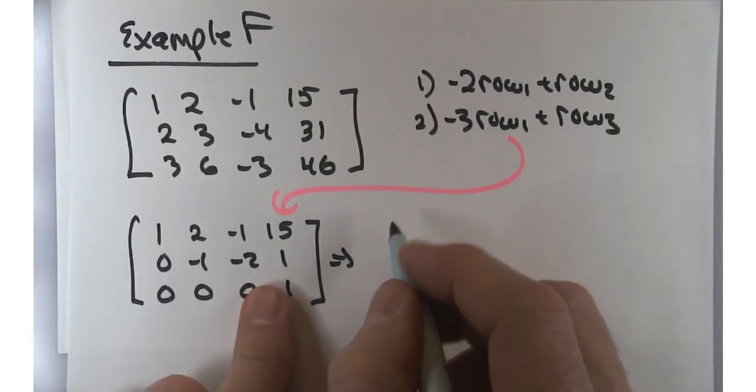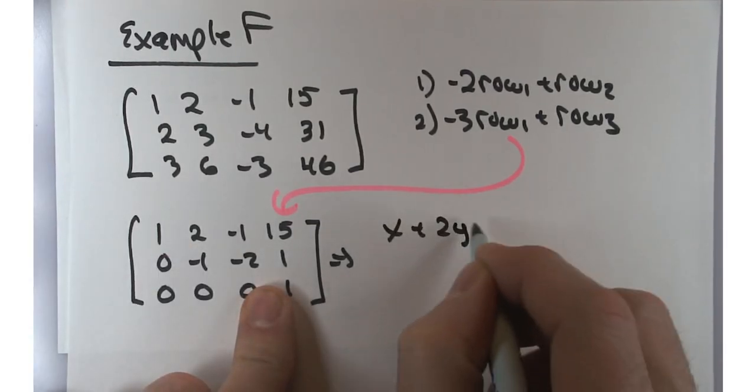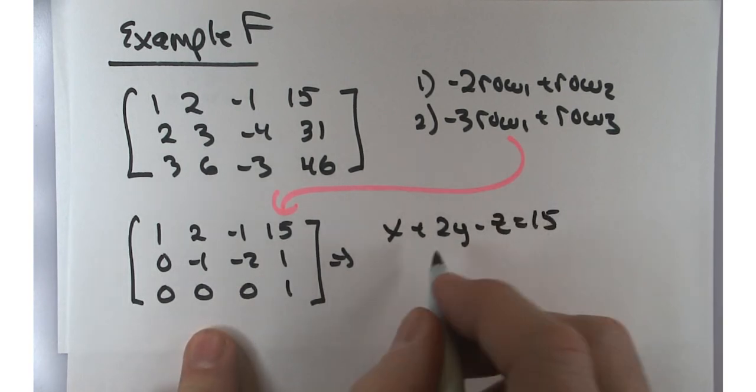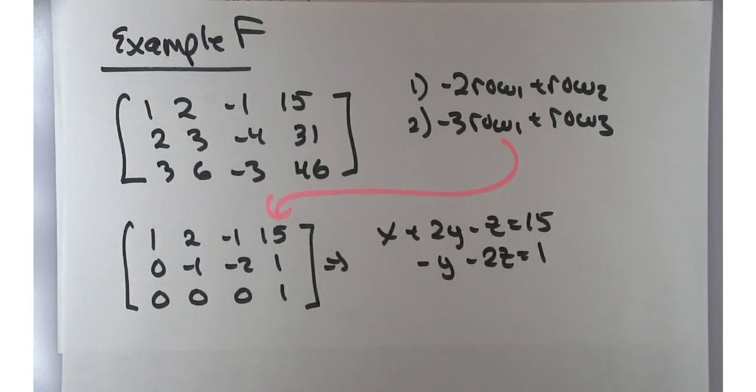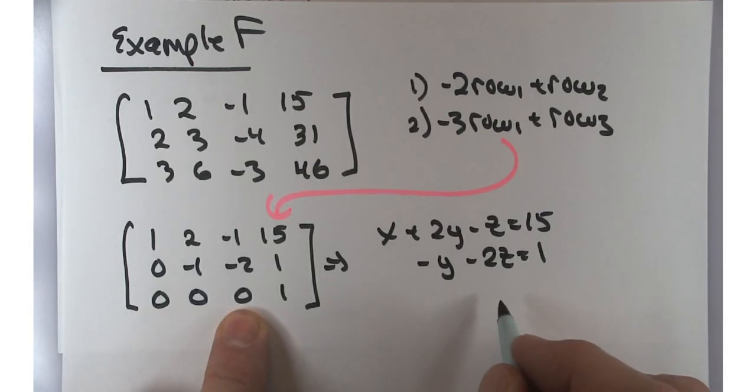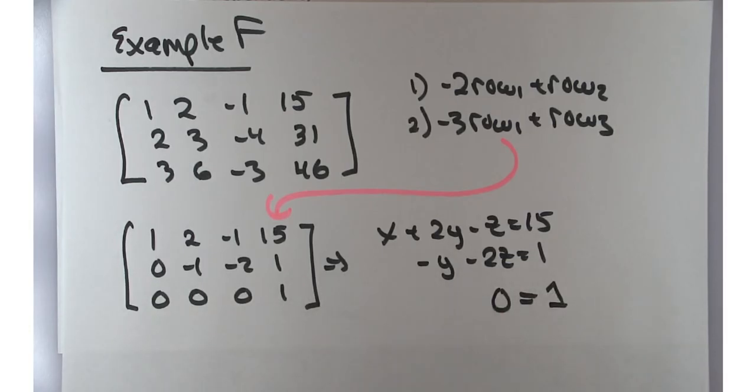Let's go back to the system of equations. That's x plus 2y minus z equals 15. Minus y minus 2z equals 1. Elizabeth, maybe you can help me. What's that? Almost. How many z's do I have? 0. So what would this equation represent then? Yeah, thank you. 0 equals 1. Was I asleep that day in graduate school when they taught us 0 equals 1?